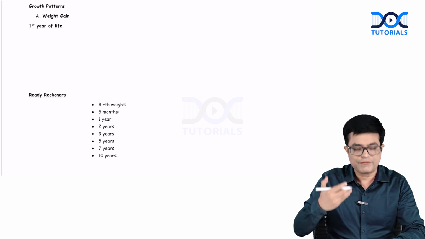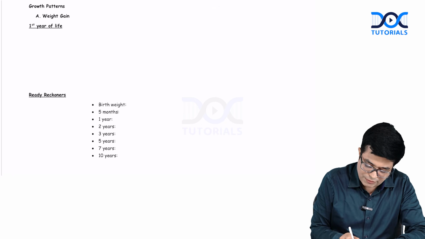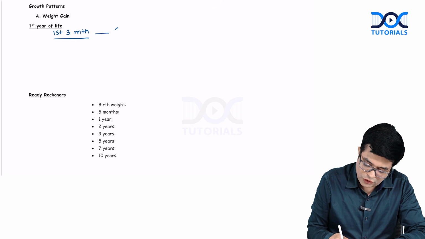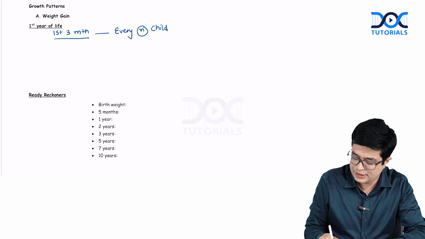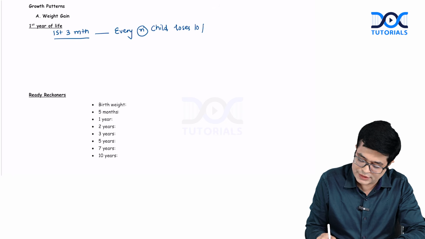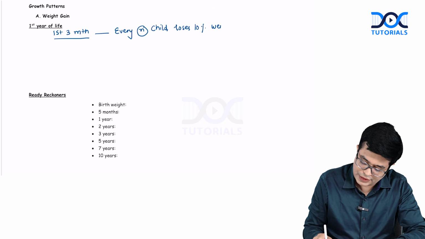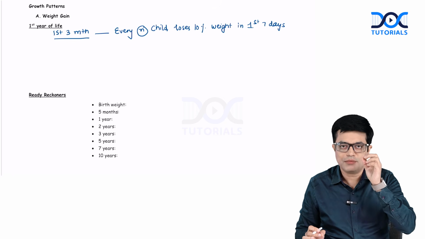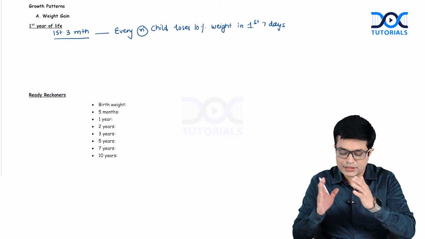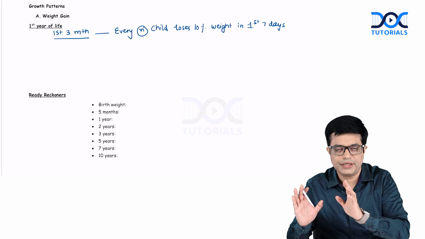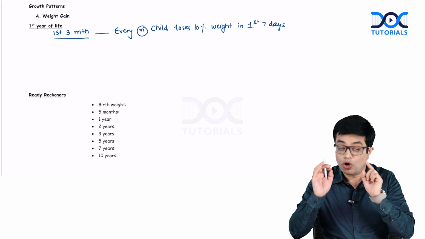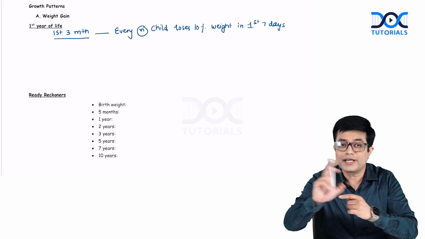Now, in the first 3 months of life, what happens is, every normal child loses 10% of the weight in the first week of life, that is the first 7 days. What it means is, suppose there is a child born with a weight of 3 kg, so 10% of that will be 300 gram, right? So every normal child, in the first 7 days, will not gain weight.